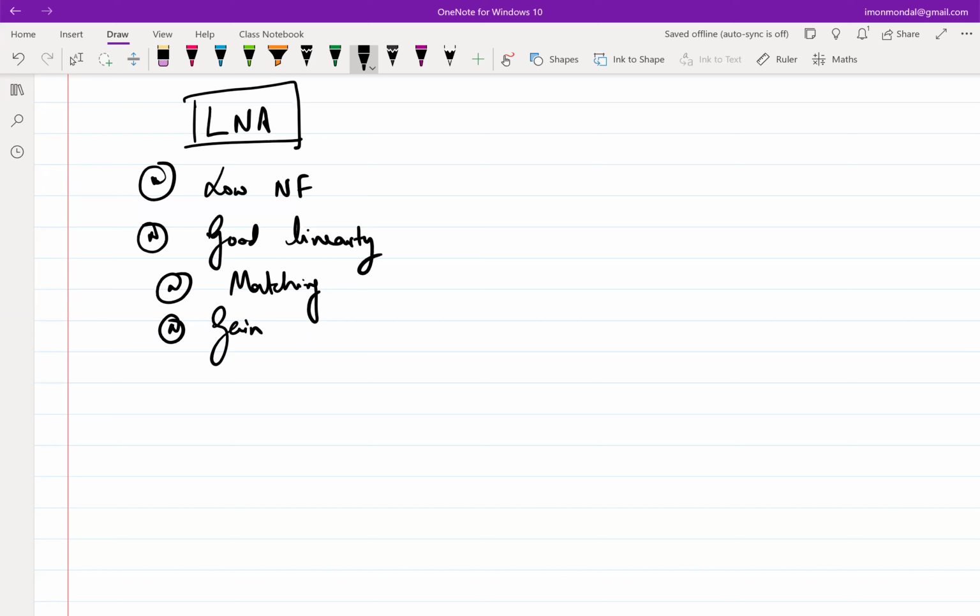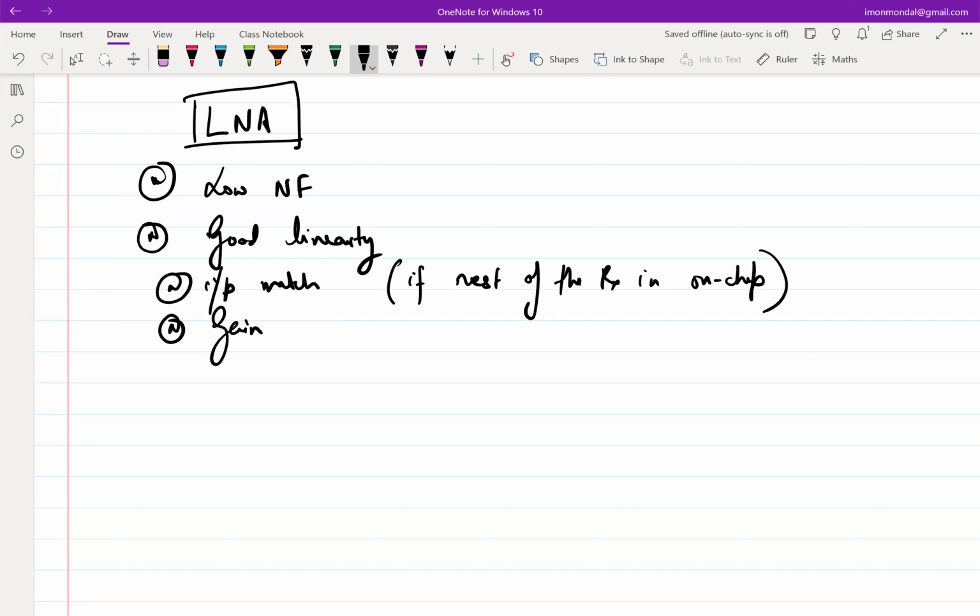Since in IC design the entire receiver is sitting on the chip, matching becomes very critical to an LNA. It's not very critical to other blocks if all the blocks are sitting on the chip after the LNA. So matching becomes critical for the LNA. Input matching rather, I should say input matching. If the rest of the receiver is not on chip, then output matching also becomes important.